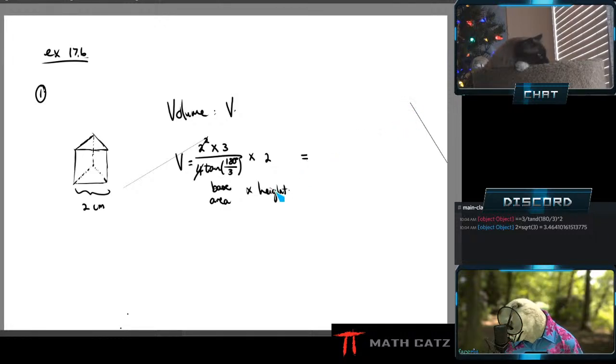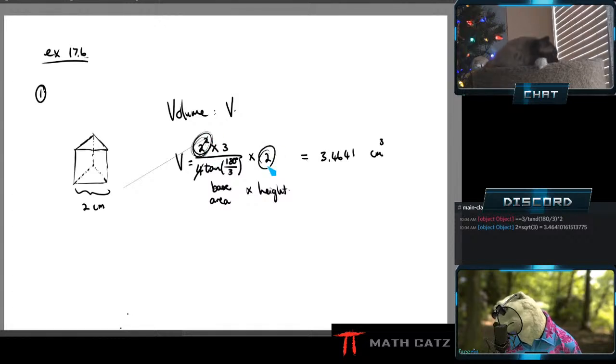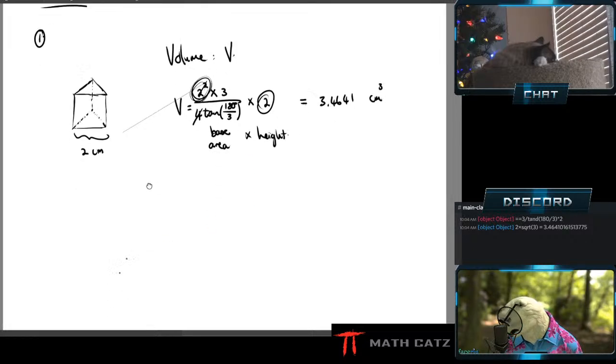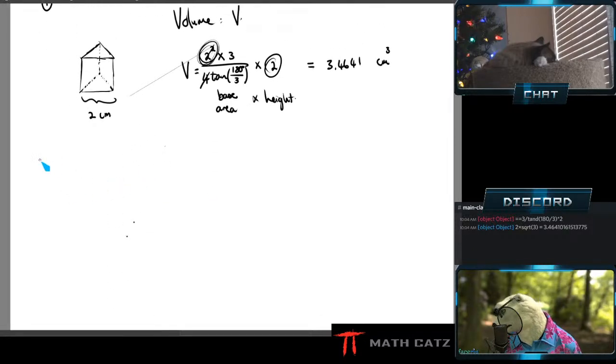Get that times 2, and we get 3.4641 cubic centimeters. This one has a square centimeter unit, this one has another centimeter, so I have 3 centimeter units for centimeters cubed. Should be pretty standard stuff by now. We've seen the formula, we've practiced the formula. Should be pretty straightforward. Practiced our calculator. Not much to it, which is good at the end.